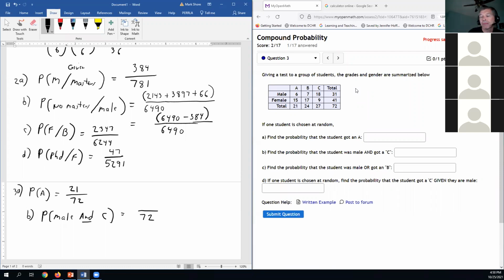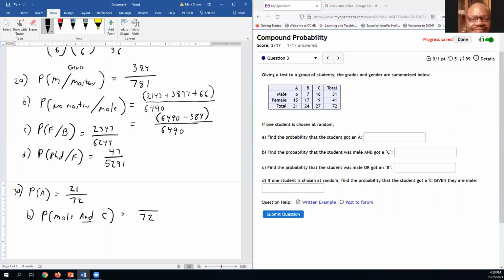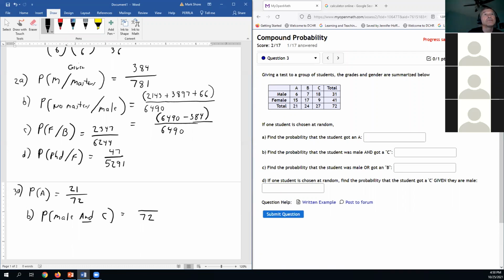Somebody want to try that one? In this table, how many people are male and got a C? Okay, so male, so 31 over 18? Well, these 31 right here, are they male? Yes. Did all 31 of them get a C? No. So we need only those that are male and got a C. So it's 18. That's it.